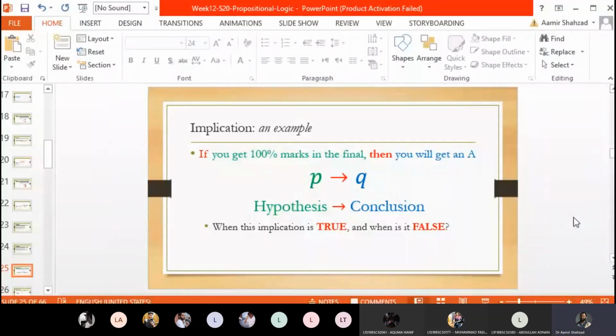My promise was that if you get 100% marks in the final, then you will get an A grade. If you do not get 100% marks in the final, maybe you will get an A grade or maybe you will not. You did not get 100% marks and you do not get an A grade, so you cannot complain about this promise. And if you do not get 100% marks and you get an A grade, then of course there is nothing to complain about, you should be happy.